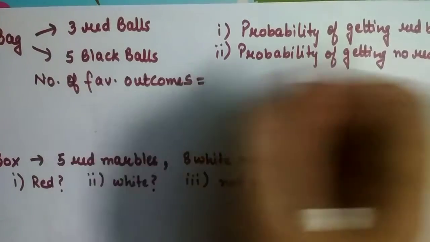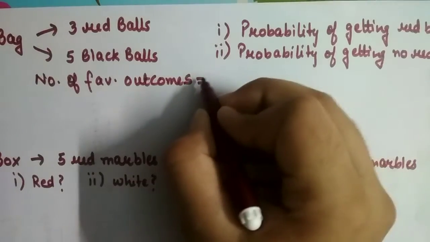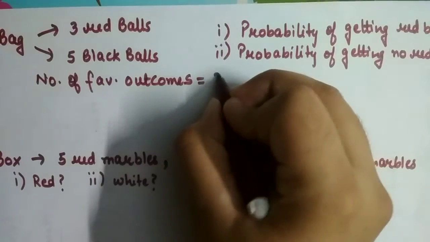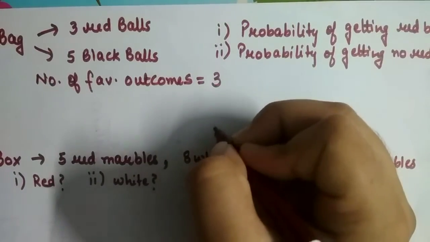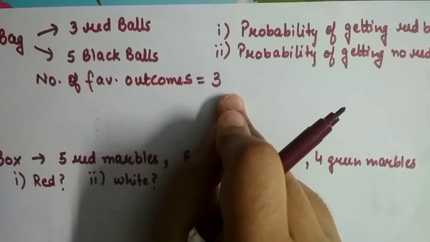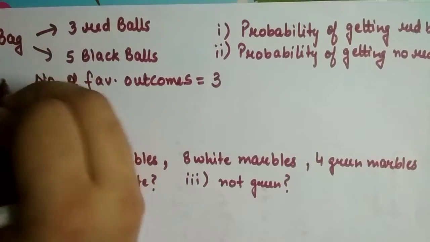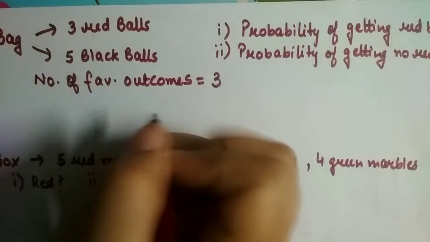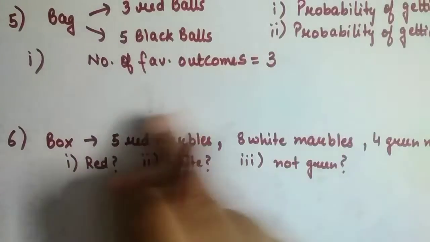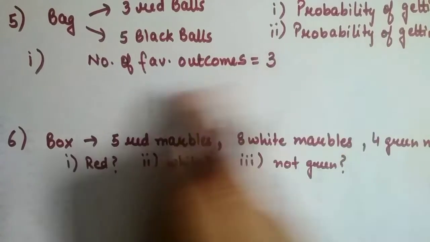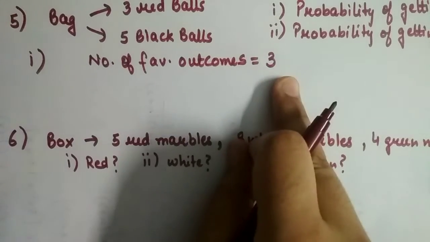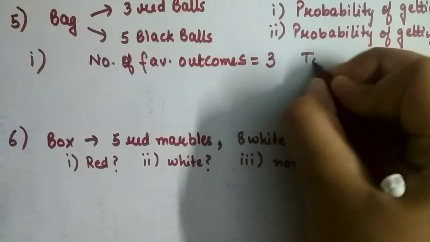Our event is getting a red ball. The number of red balls in the bag is 3, so the number of favorable outcomes becomes 3. We are doing the first part, where our event is getting a red ball.